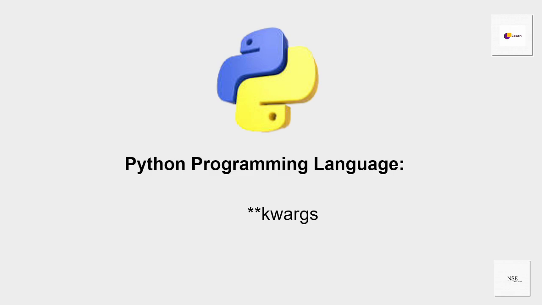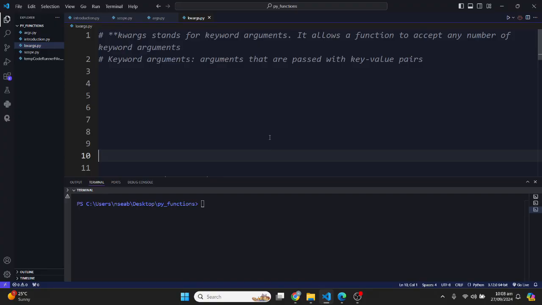From here on, I'm going to go to VS Code. That's where I'll write all the code and do all the explanations. So like I already explained, we want to see how to write functions that accept any number of keyword arguments. And keyword arguments are basically just arguments that are passed with key value pairs, just like you would see in a dictionary. Let's see how this works.